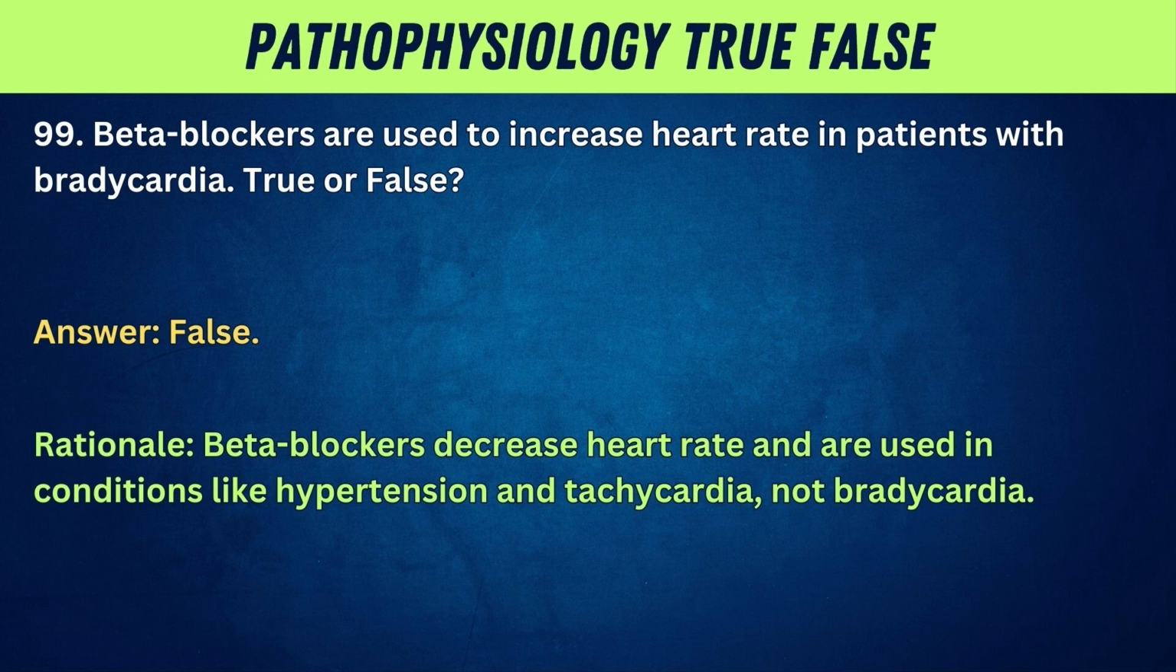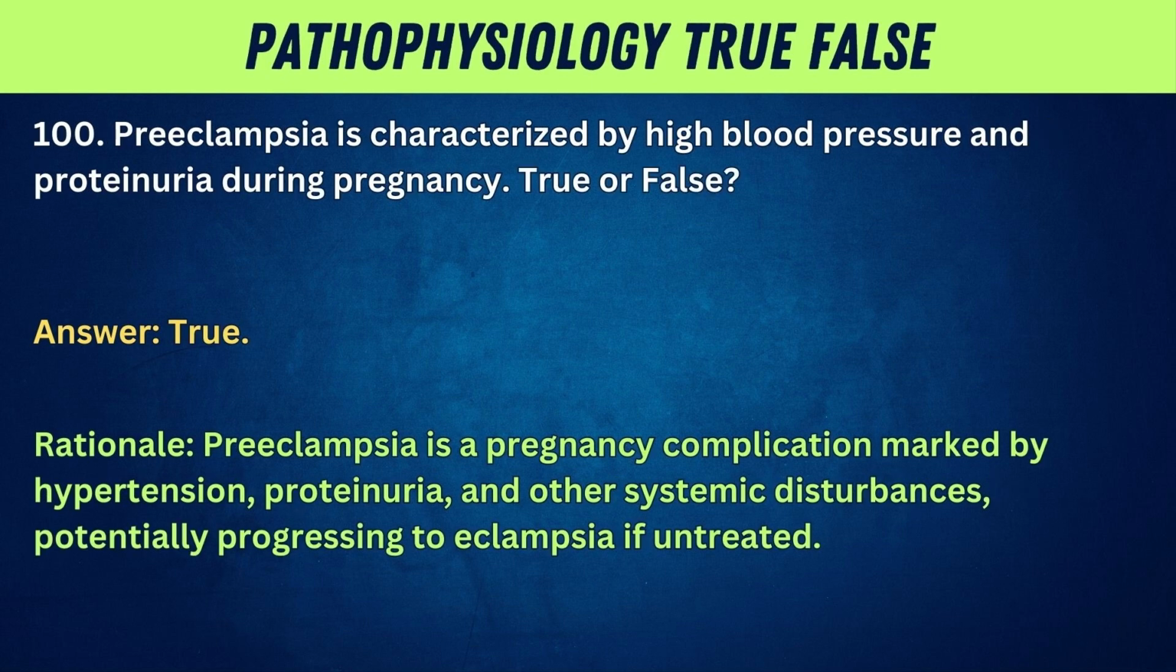Rationale: beta blockers decrease heart rate and are used in conditions like hypertension and tachycardia, not bradycardia. 100. Preeclampsia is characterized by high blood pressure and proteinuria during pregnancy. True or false? Answer: true. Rationale: preeclampsia is a pregnancy complication marked by hypertension, proteinuria, and other systemic disturbances, potentially progressing to eclampsia if untreated.